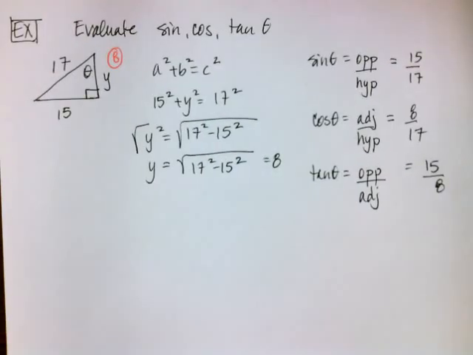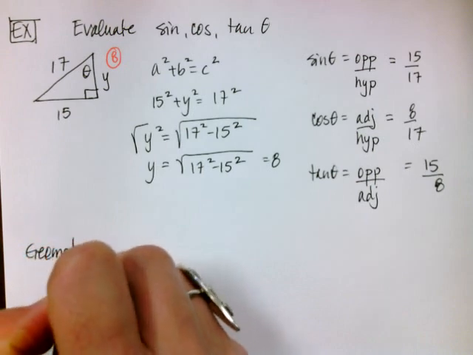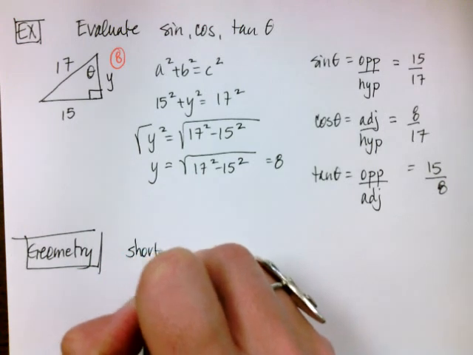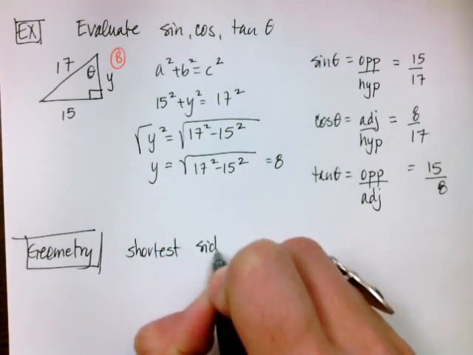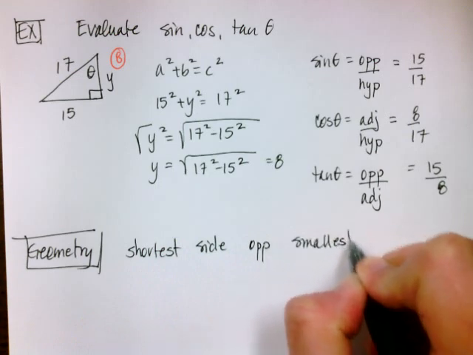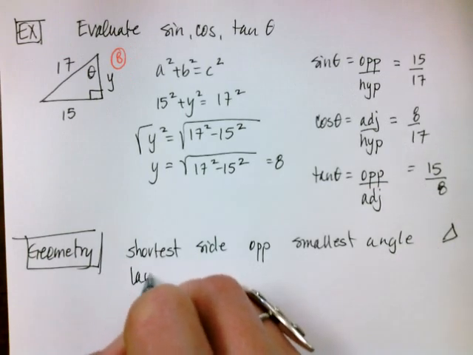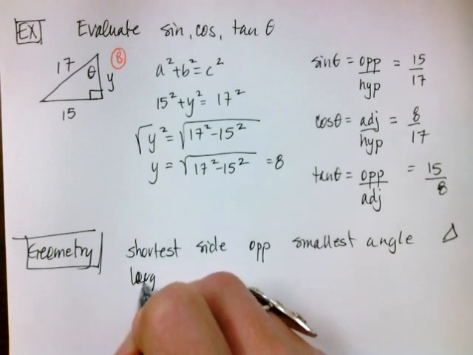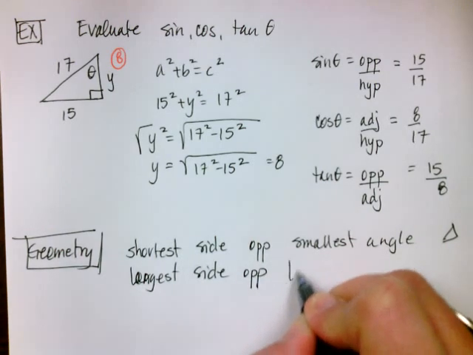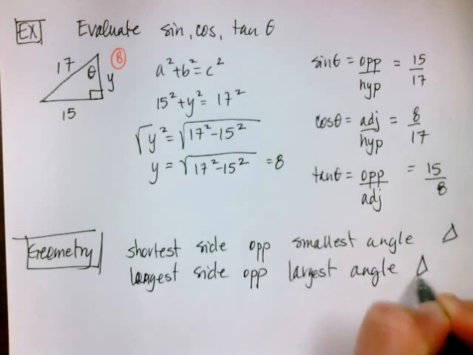So basic trig is actually fairly straightforward. A couple of reminders from geometry. We need to remember that the shortest side is always going to be opposite the smallest angle. And we're talking about triangles, of course. And then the longest side is going to be opposite the largest angle. Okay, and again, we're still talking about triangles.